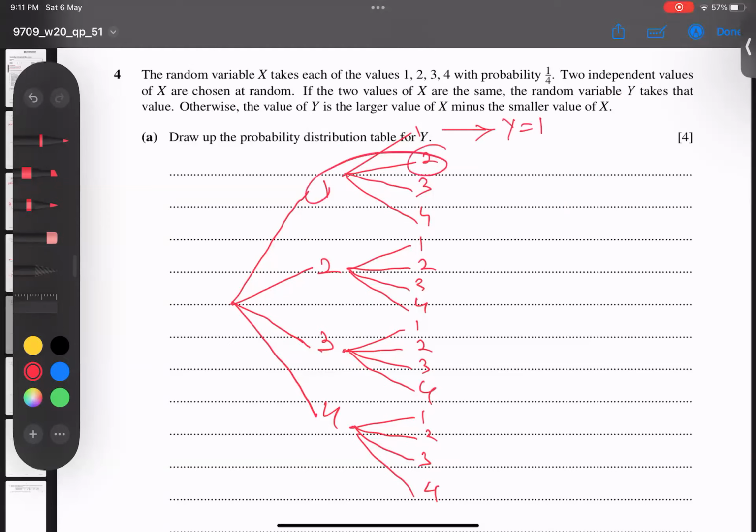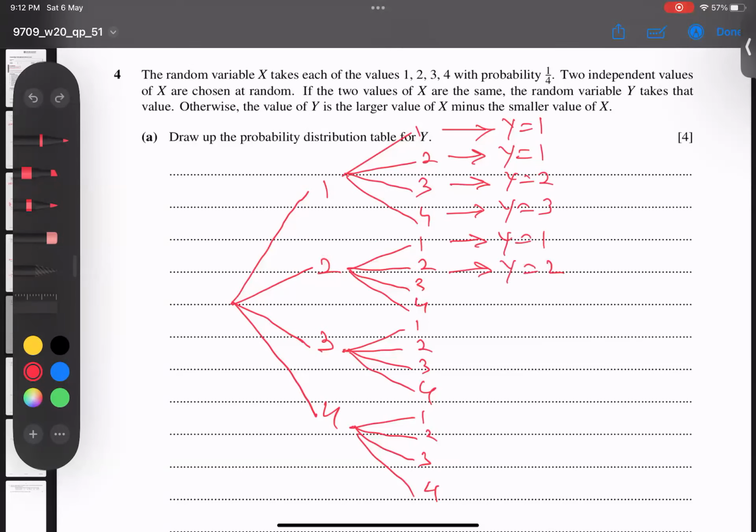And if 2 and 1, naturally they are different numbers. Look at it, it's the larger number minus the smaller number. So 2 and 1, 2 larger, 1 smaller, so it gives us 1. 3 and 1, they're not matching, so the difference is 2. 4 and 1, they are not the same, so the difference is 3. I hope you got the idea. And 1 and 2, they are not matching, so the difference is 1. 2 and 2, they are matching, so the same answer, we'll take it as 2.